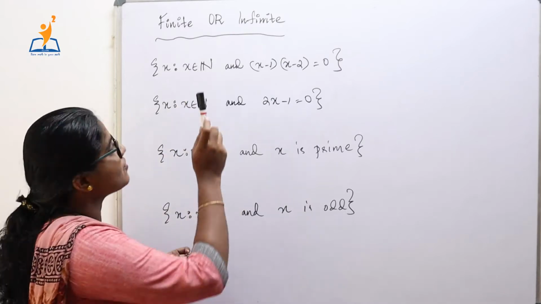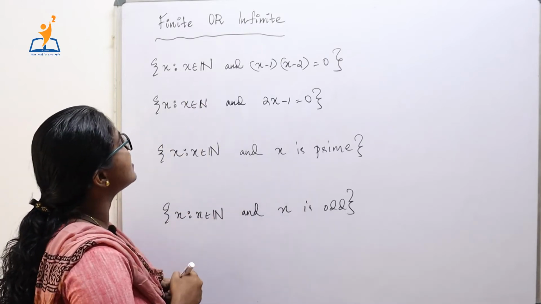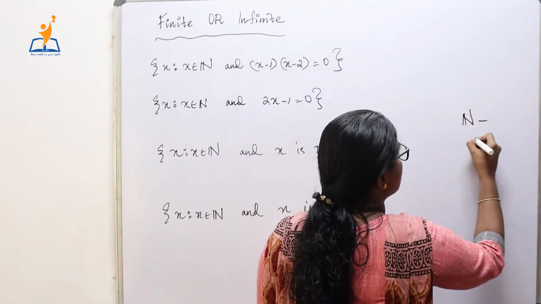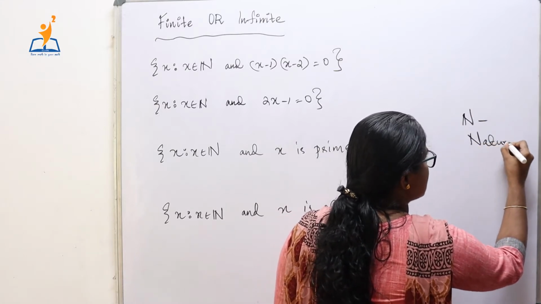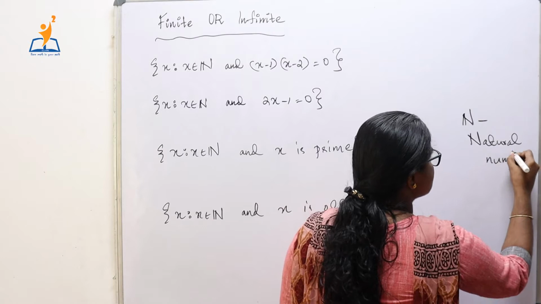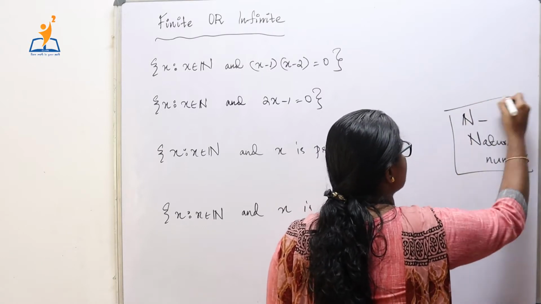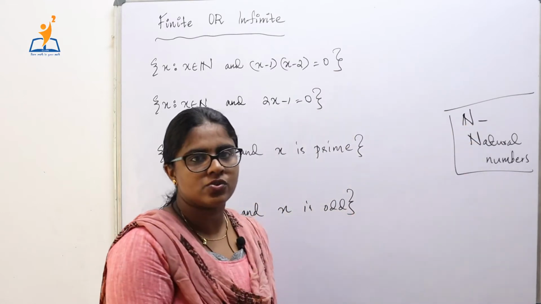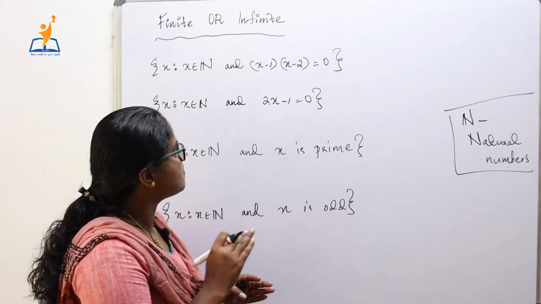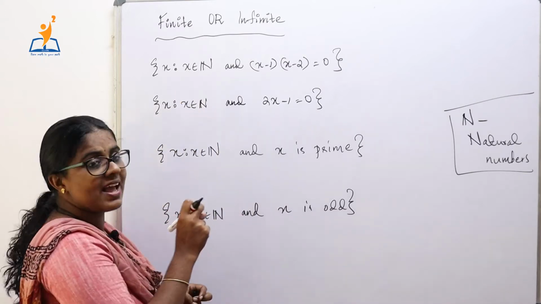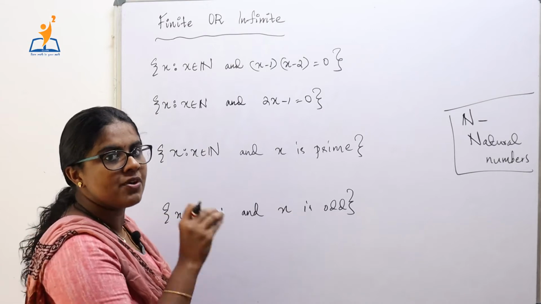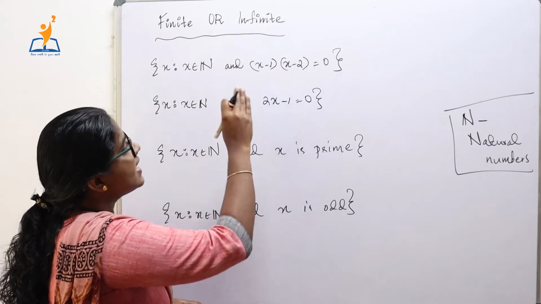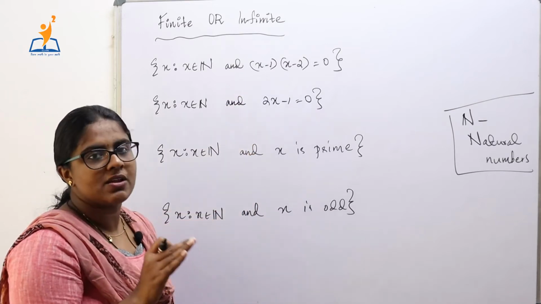Considering the first question, the set of all x such that x belongs to N. This bold N is always used to represent the set of natural numbers. Please remember this notation. This is very important. It is always used in your textbooks. Bold N is always used to represent the set of natural numbers. So here, the set of all x such that x belongs to N, that is, x is a natural number, and (x minus 1)(x minus 2) equals 0.